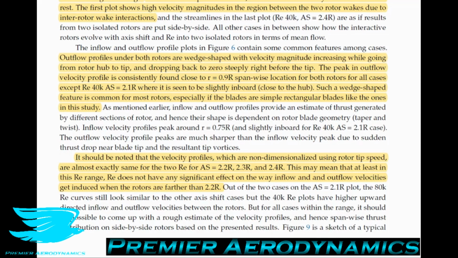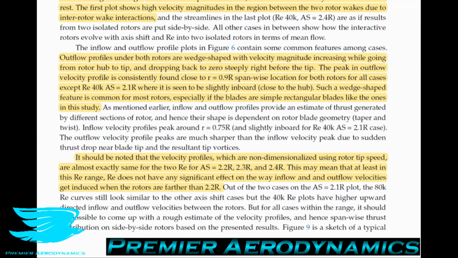And interestingly, we'll get into in a second, the peak in outflow velocity profile is consistently found close to a radius of 0.9 radius span-wise location for both rotors for all cases except the Reynolds number of 40,000 and an axis shift of 2.1 times the radius, where it is seen slightly inboard close to the hub.